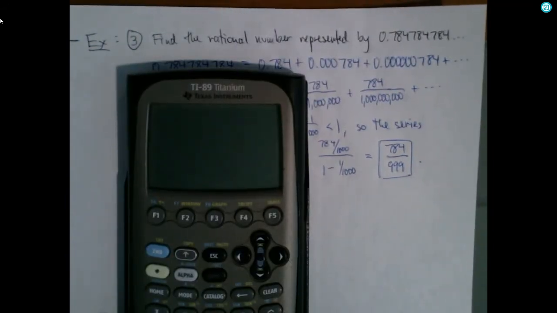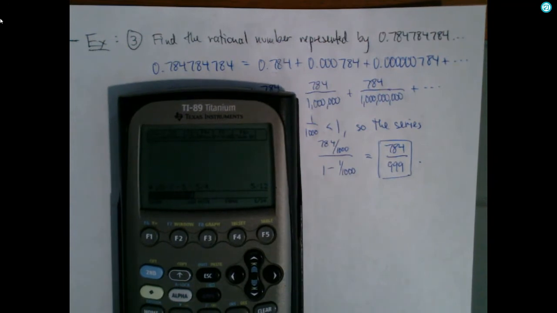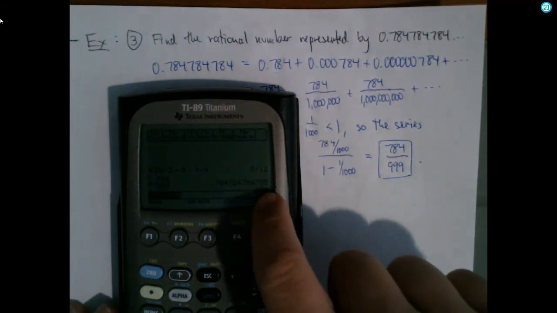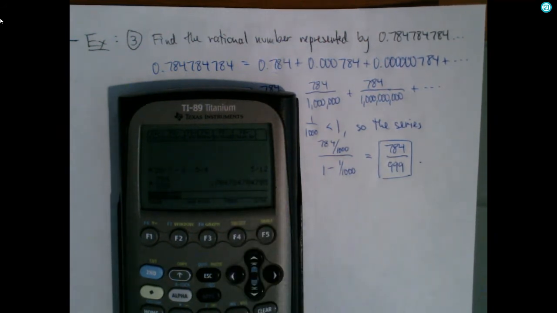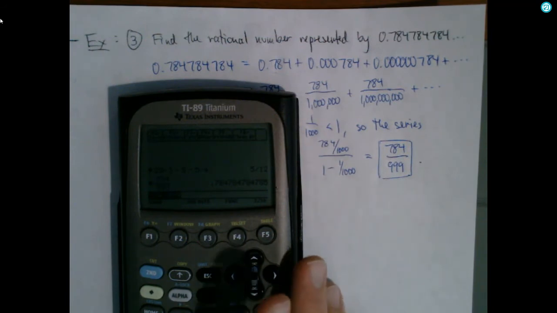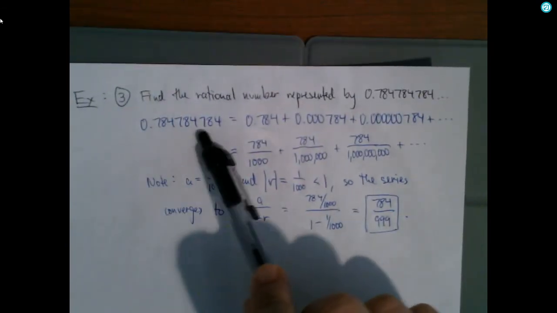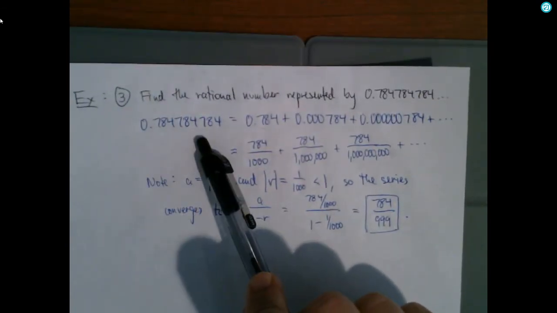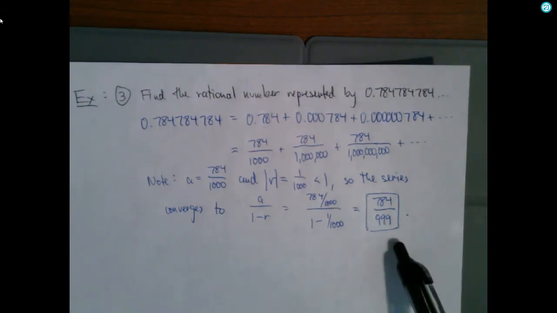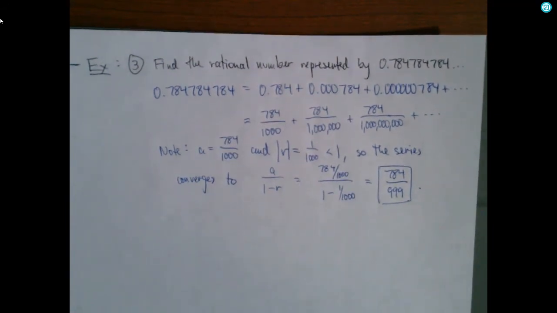So just to check it, 784 out of 999 is, yep, my calculator's rounding that last digit, but 0.784, 784, 784, 784, and on and on. So that's how you can change infinite decimals back into their fraction forms, which is kind of nice. Kind of a nice thing to know.